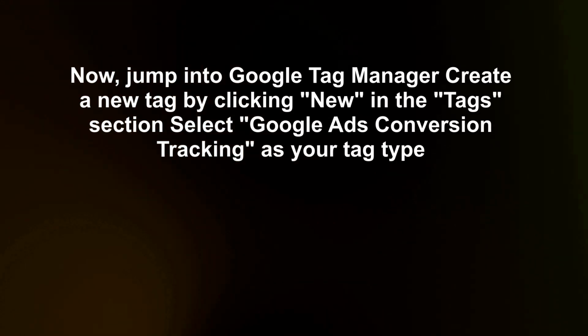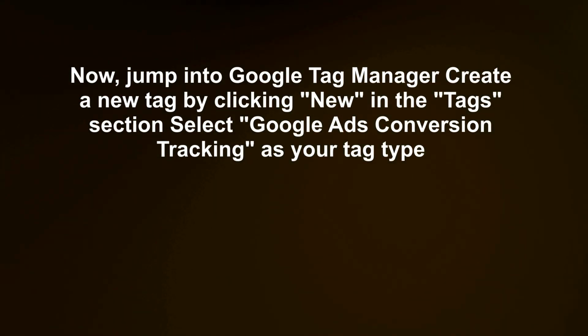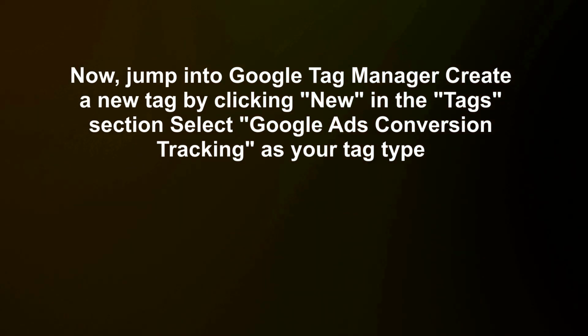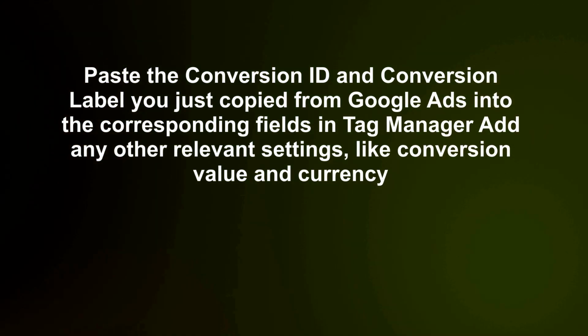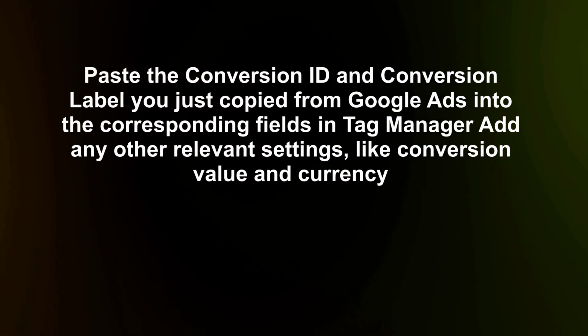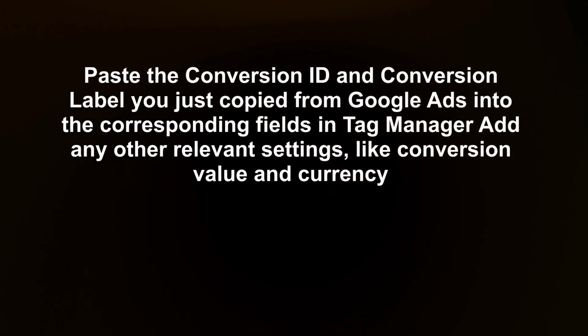Now, jump into Google Tag Manager. Create a new tag by clicking New. In the Tags section, select Google Ads Conversion Tracking as your tag type. Paste the conversion ID and conversion label you just copied from Google Ads into the corresponding fields in Tag Manager. Add any other relevant settings, like conversion value and currency.